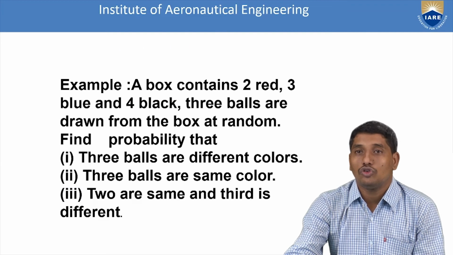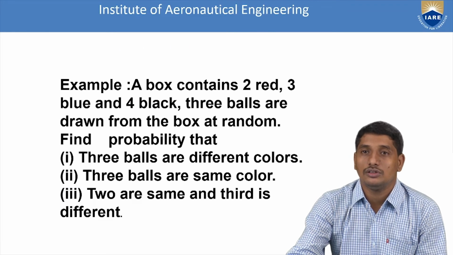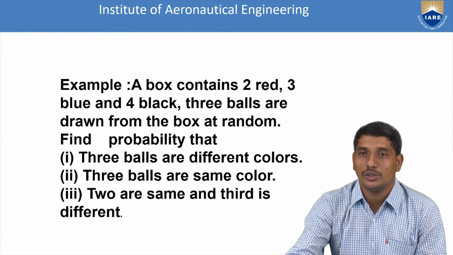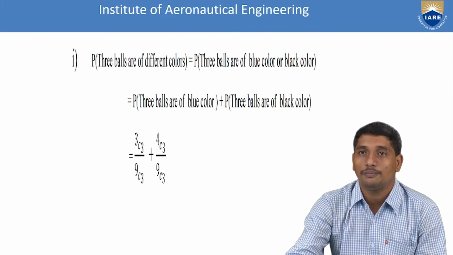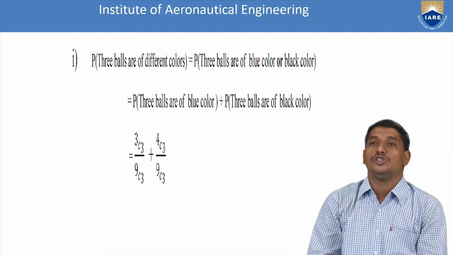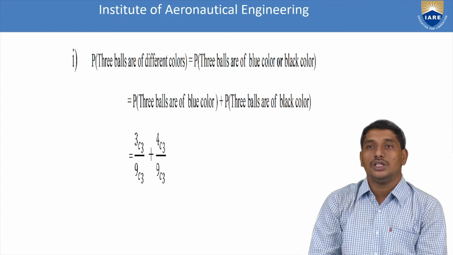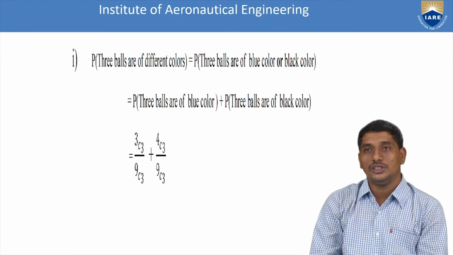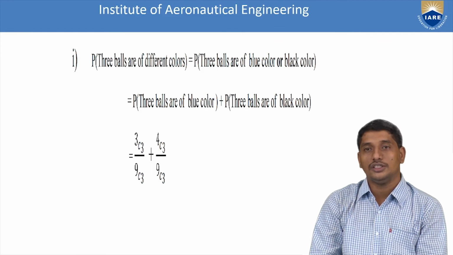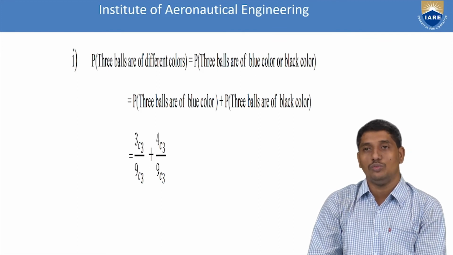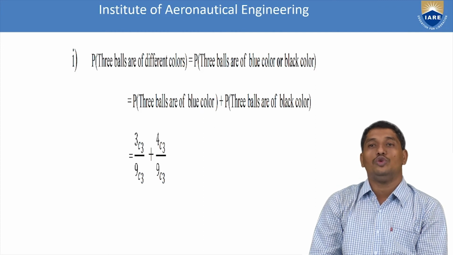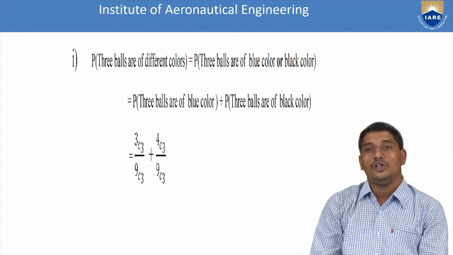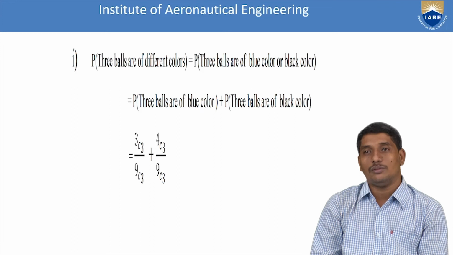Okay, so the question is 2 balls are of same color or 3 balls of same color. So for that the possibilities are: all the 3 balls are of blue color or all the 3 balls of black color. That is the only 2 because red is only 2 balls we have. So only 2 possibilities: getting all the 3 blue balls or all the 3 black balls.